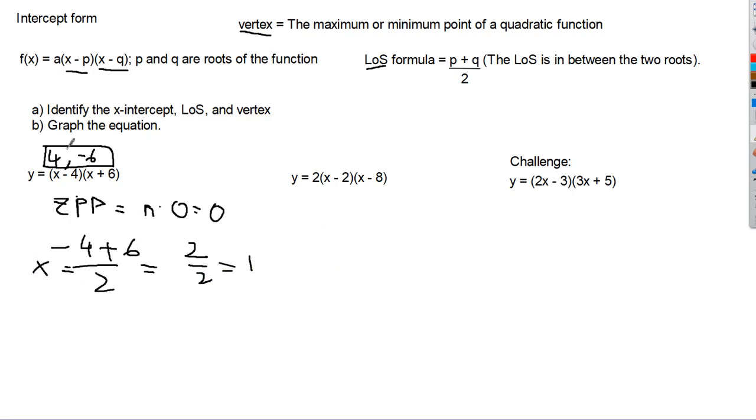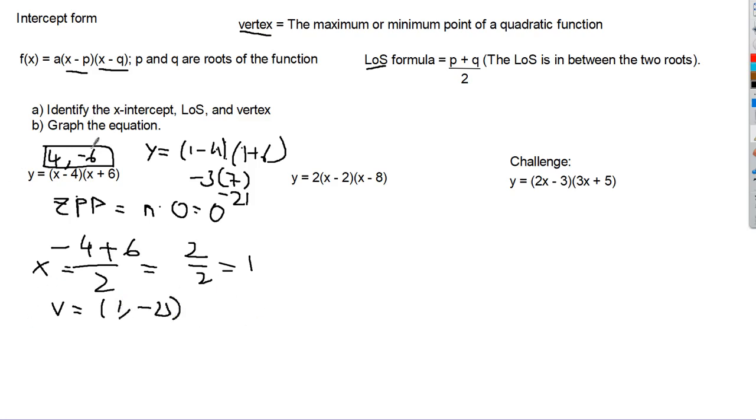I don't even know if I have space for the graph. Anyways, the line of symmetry is x equals 1. We're going to plug it back into the equation. Y is equal to 1 minus 4, no, not 1 comma minus 4, just 1 minus 4, times 1 plus 6. Okay, there you go. That'll get us -3 times 7, which is -21. So our vertex is 1, -21. That's the answer.